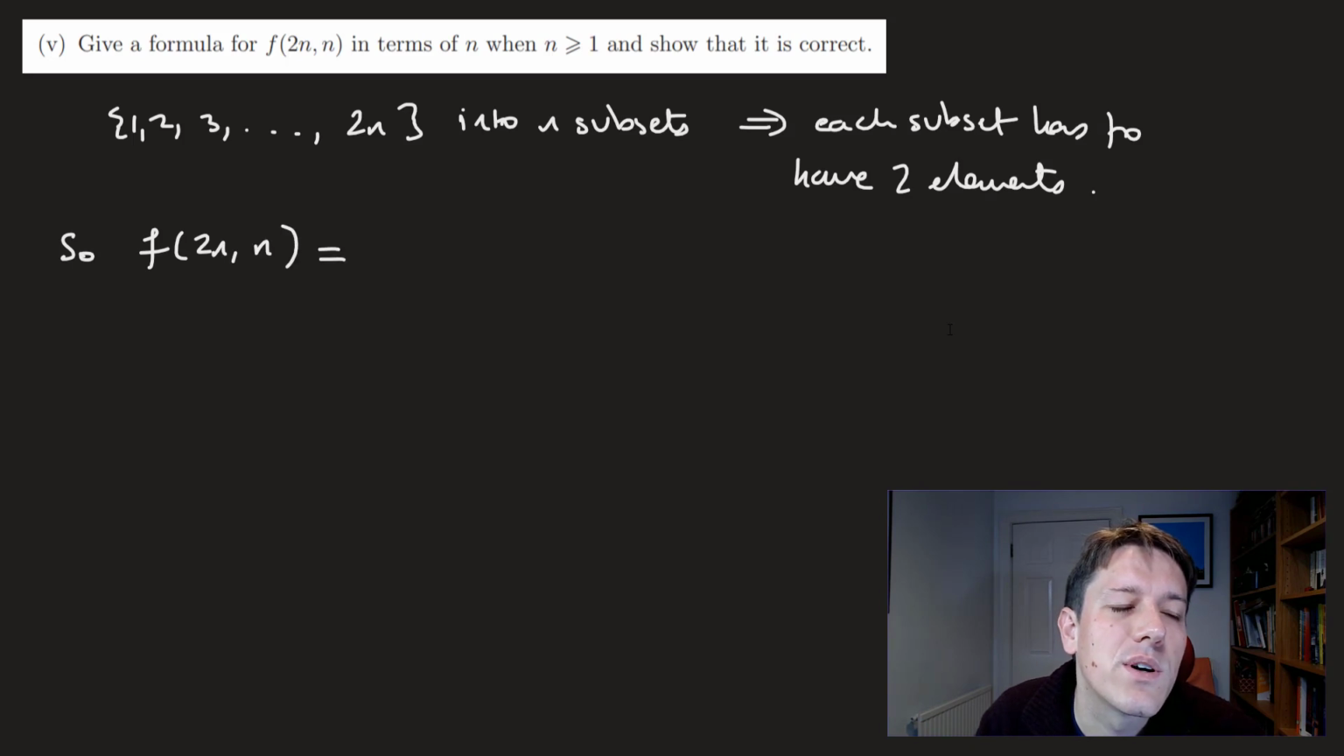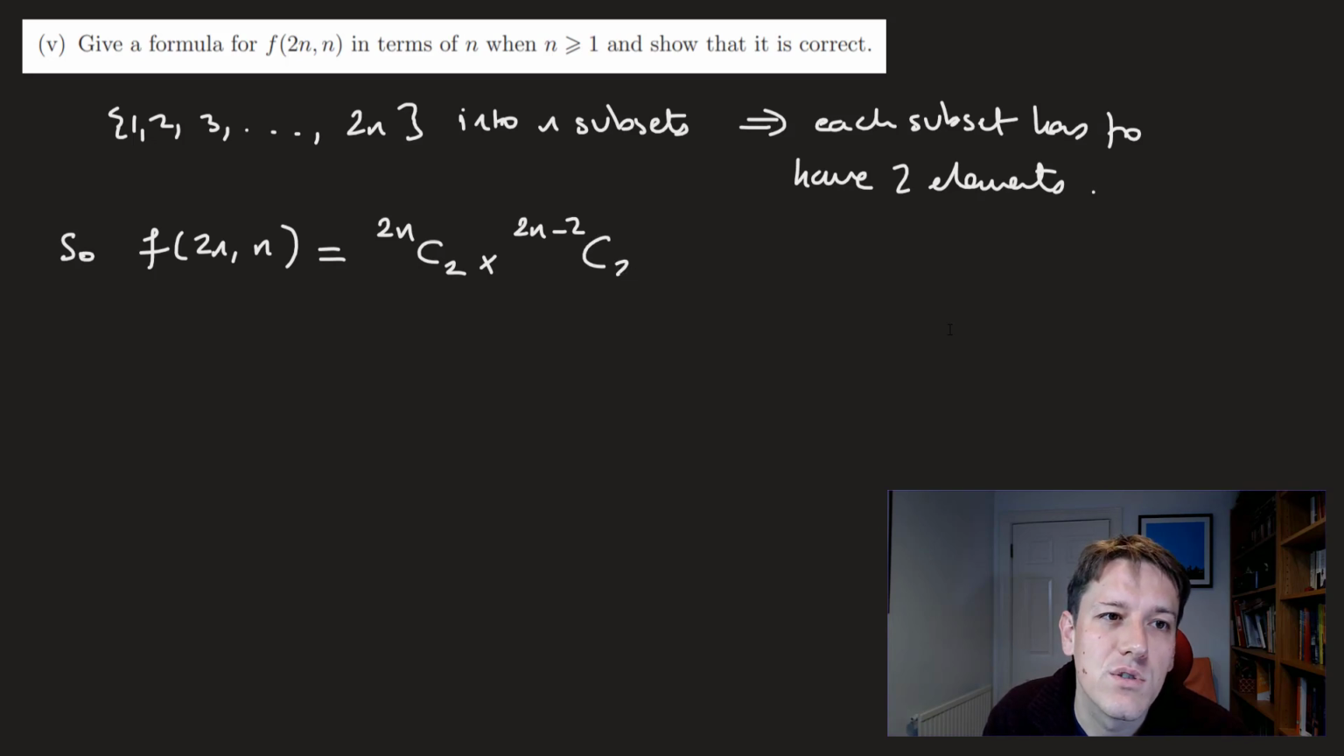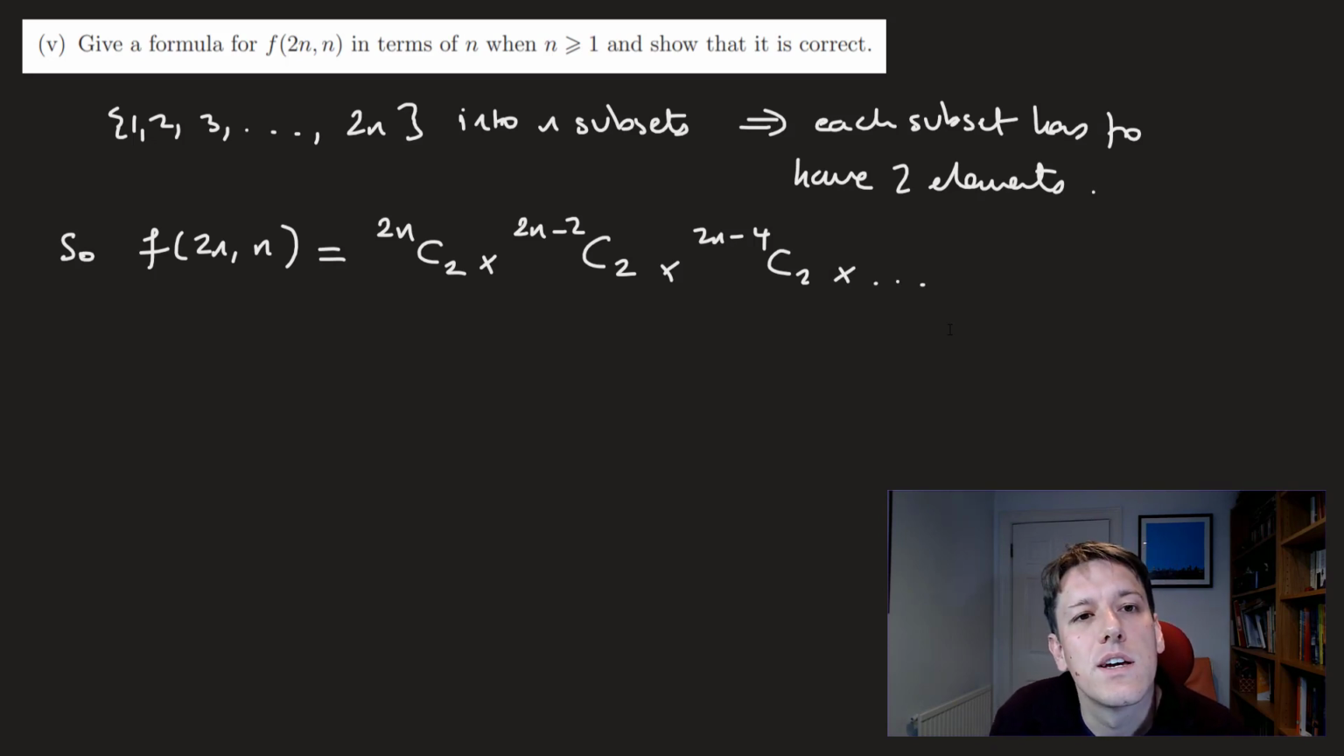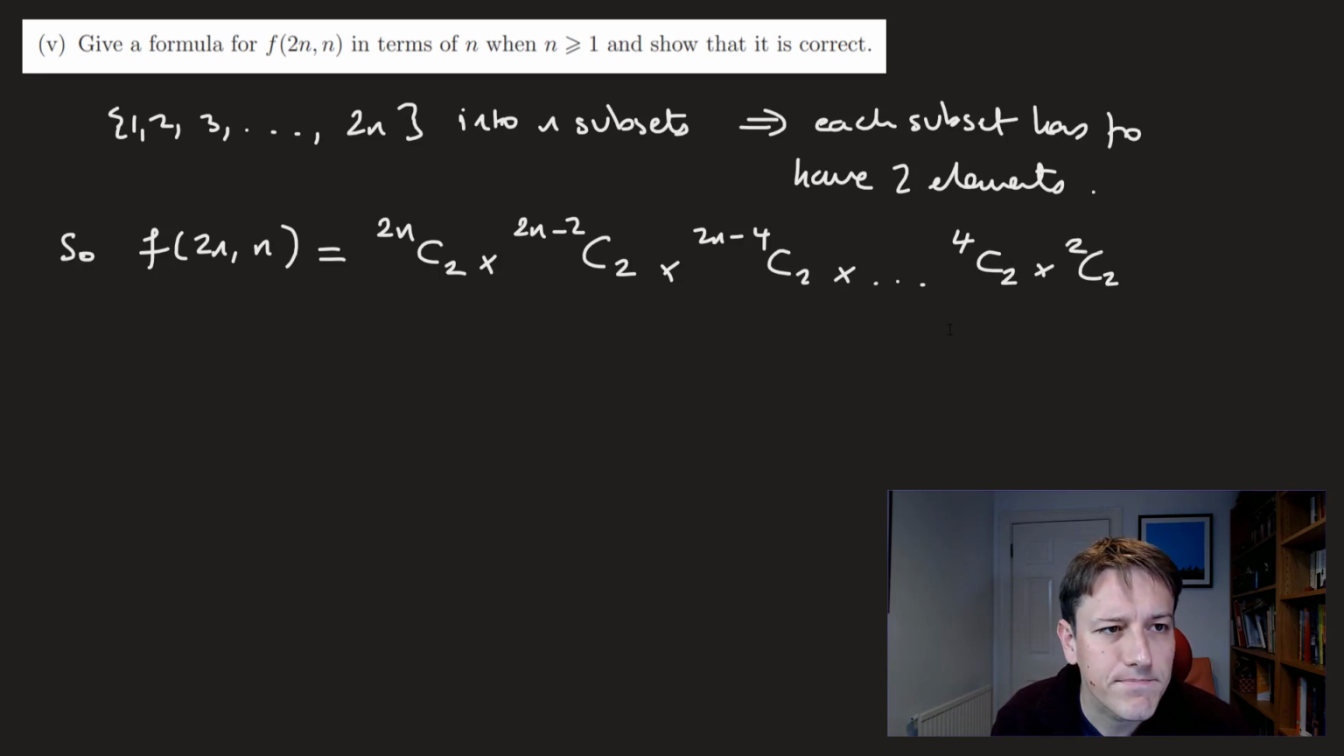What have I got to do? I've got to choose 2 objects out of the 2n here, so that's 2n choose 2. Then I'll have 2n minus 2 objects left, and I'm going to choose 2 of those. Then 2n minus 4 and 2 of those. Depending on the size of n, some of these terms might not exist, but eventually I'll get down to having just 4 left, and it'll be 4 choose 2 times 2 choose 2.